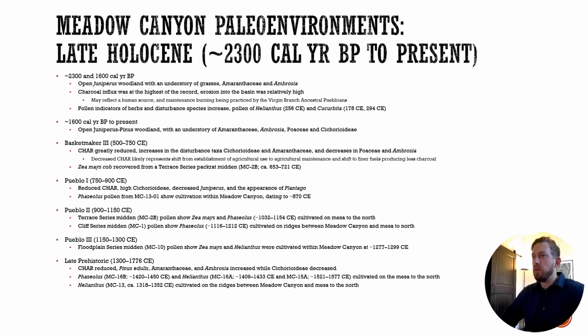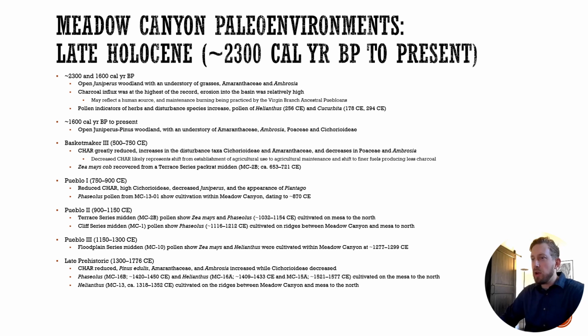During Pueblo 1, there was reduced charcoal influx, decreased juniper, increases in Plantago, as well as high Sarcobatus-Acacia and Phaseolus pollen, which shows cultivation of Meadow Canyon. During Pueblo 2, the Terrace series midden pollen shows that corn and bean were cultivated on the mesa to the north, and the Cliff series midden pollen shows that bean was cultivated on ridges between Meadow Canyon and the mesa to the north. During Pueblo 3, floodplain series midden pollen shows that corn and helianthus were cultivated within Meadow Canyon.